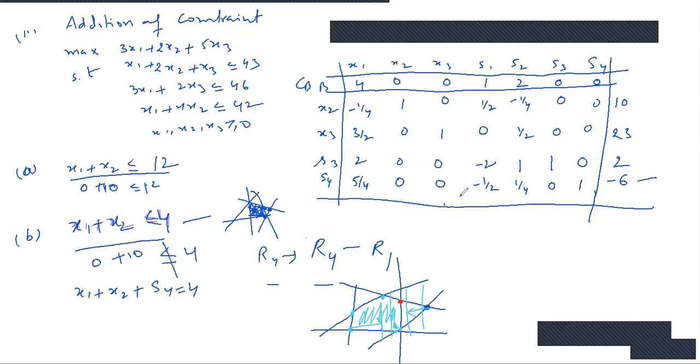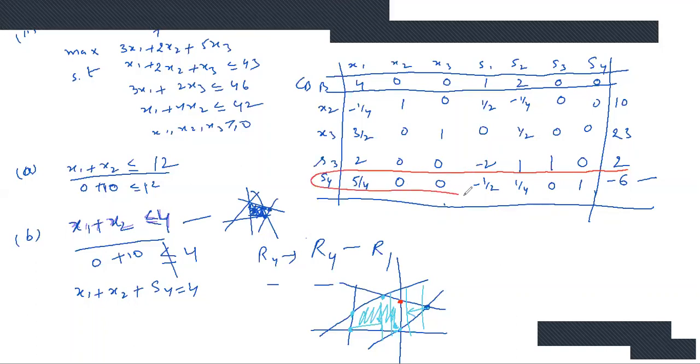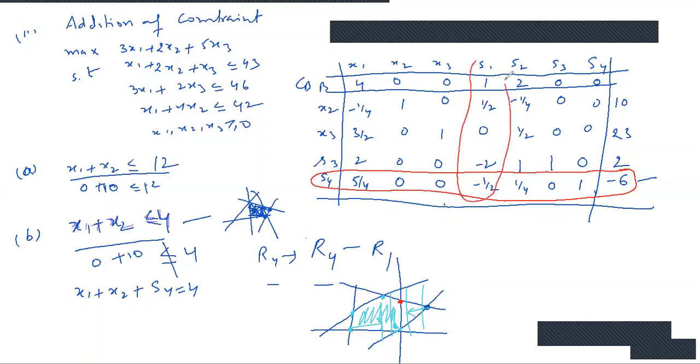Because this is negative, we have to apply the dual simplex method. So you remove this variable from the basis, and which one will you enter? The one with negative. You enter S1 into the basis, and you construct a new solution.